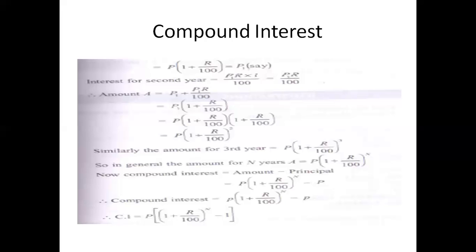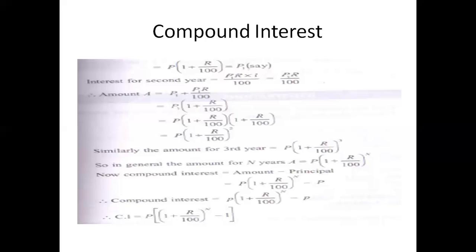So in general, the amount for n years, A, is equal to P into 1 plus R by 100 to the power of n. The compound interest is equal to amount minus principal. We have P into 1 plus R by 100 to the power of n minus P, or compound interest is equal to P into the bracket 1 plus R by 100 whole to the power of n minus 1, because we are taking P common.